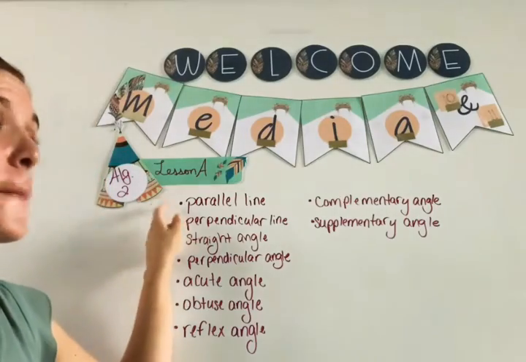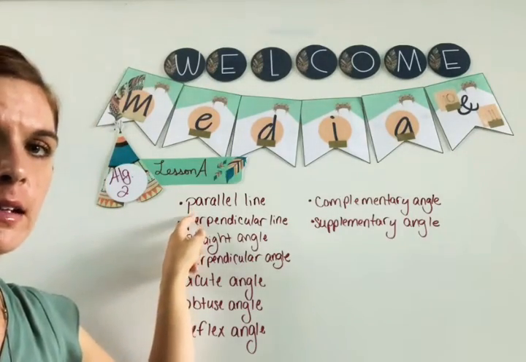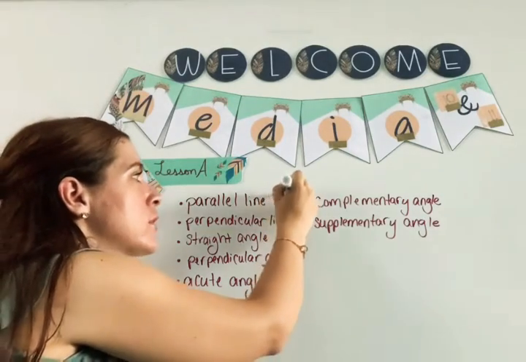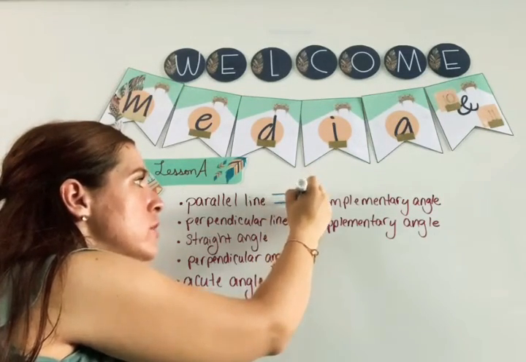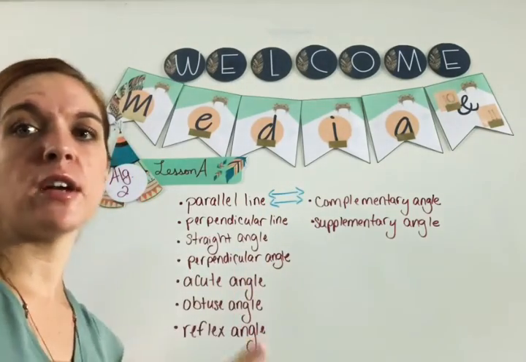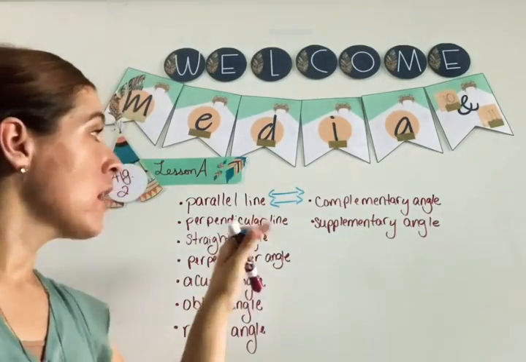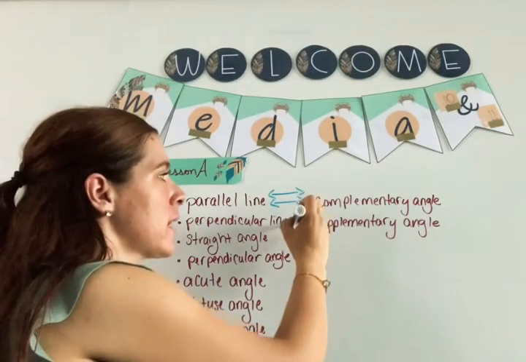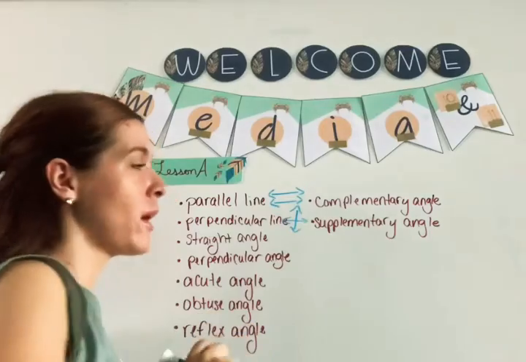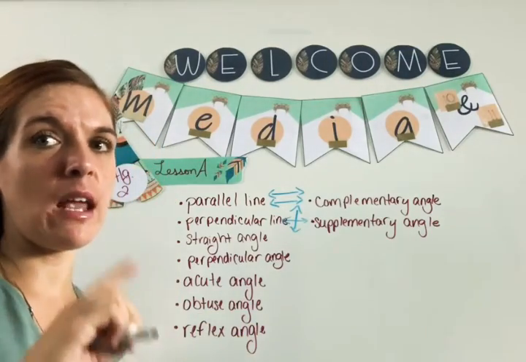First one is parallel line. What are parallel lines? Those are lines that never touch, okay? They will never intersect. Those keep going on and on forever and ever and never touch, okay? The opposite of that is perpendicular lines. Those do intersect and they make a what? They make a 90-degree angle.